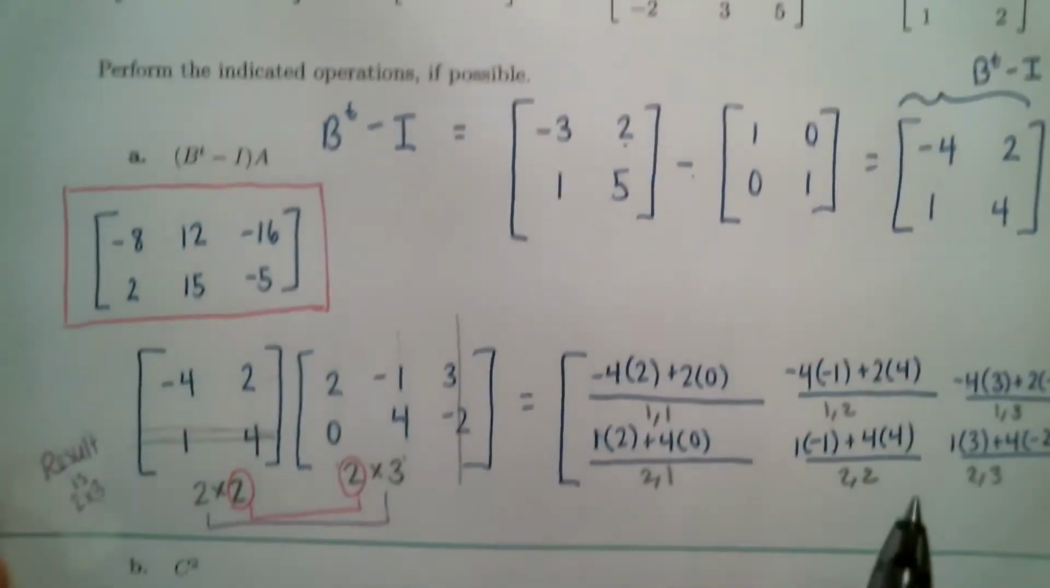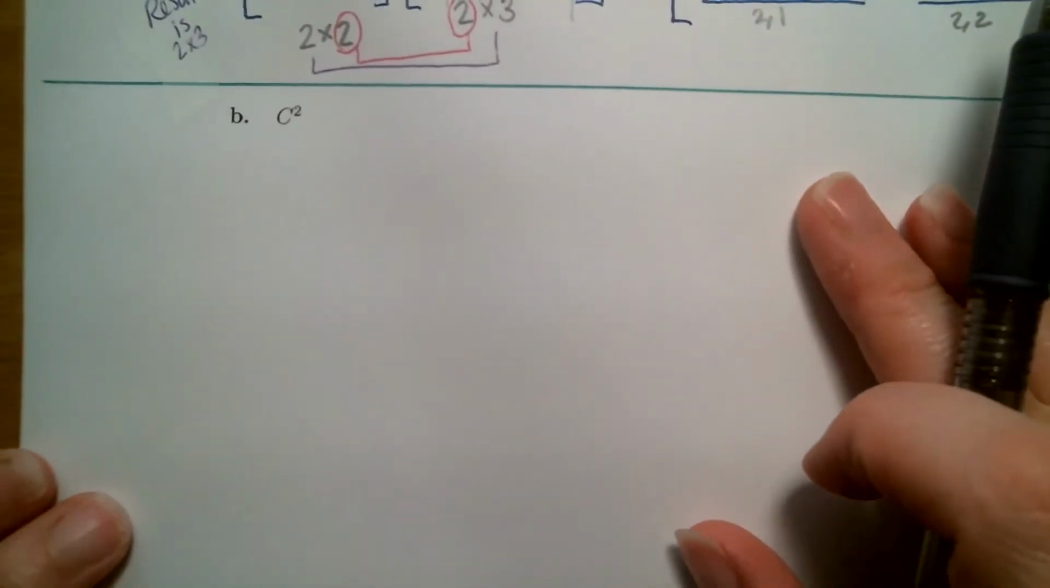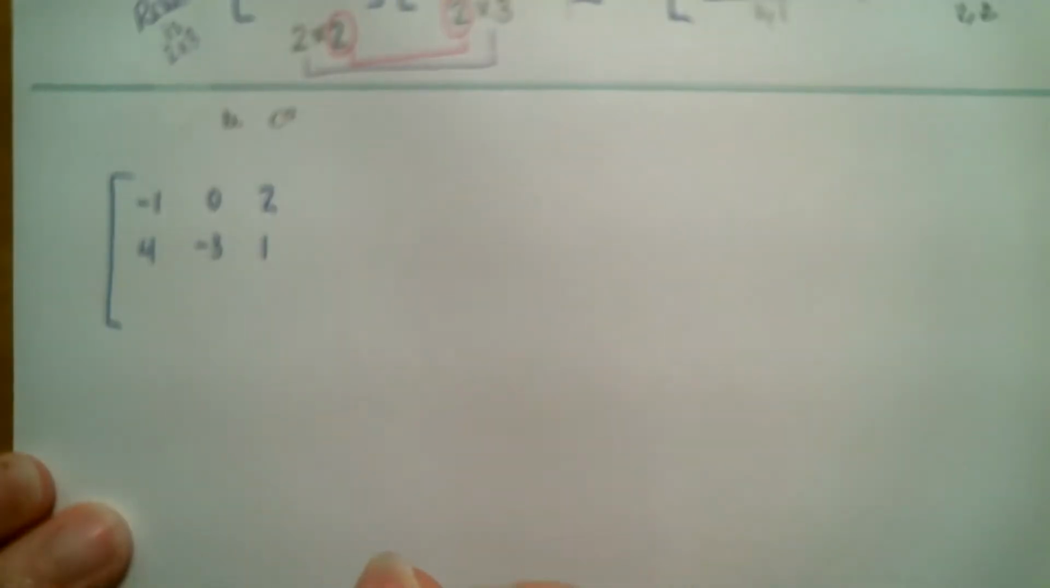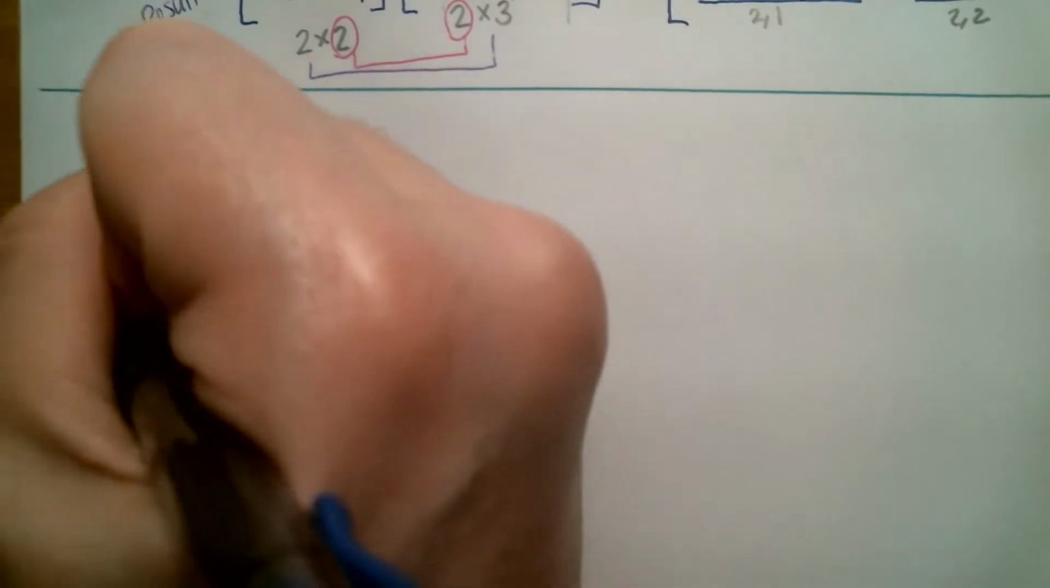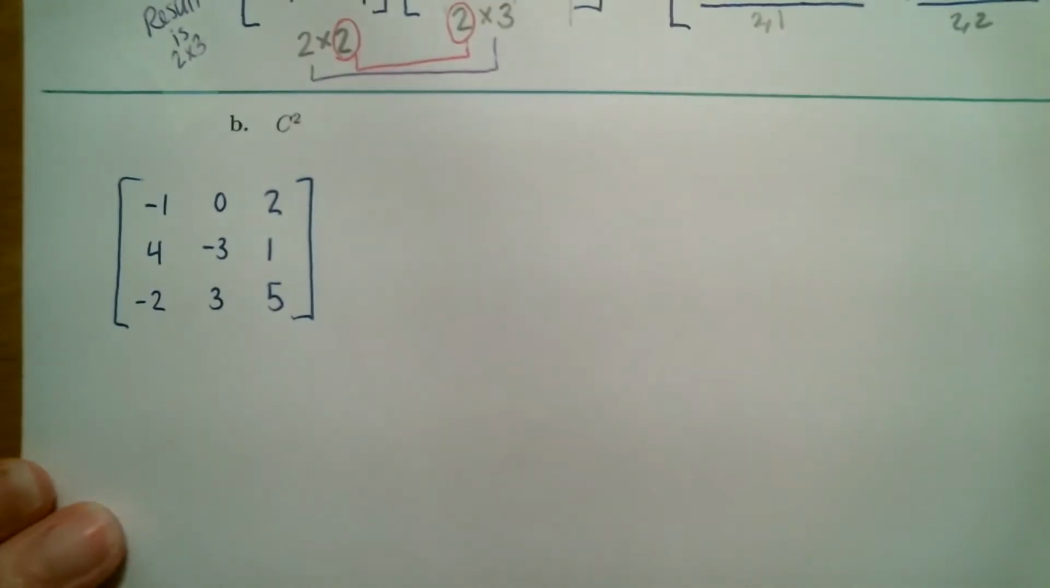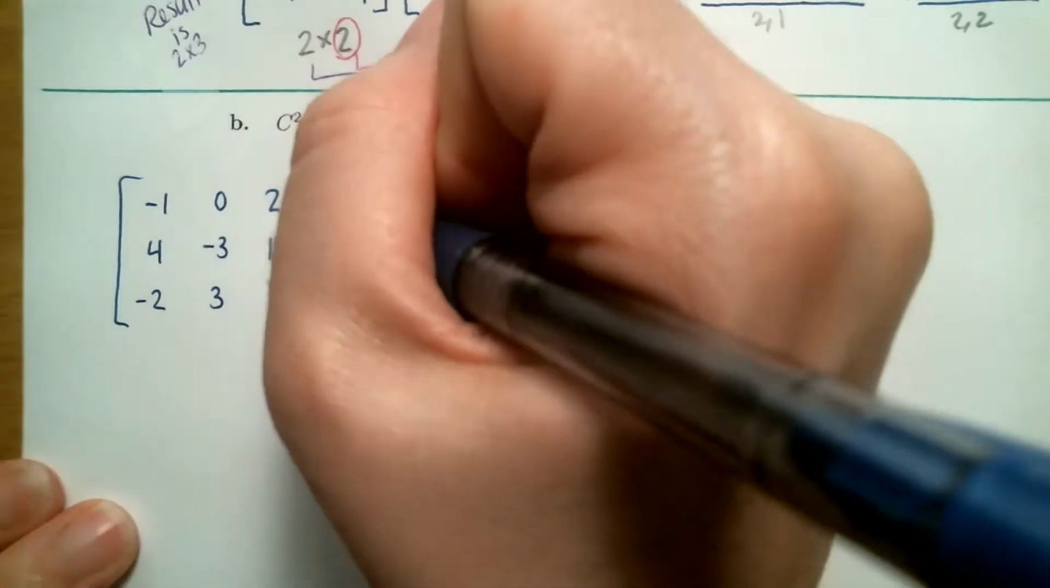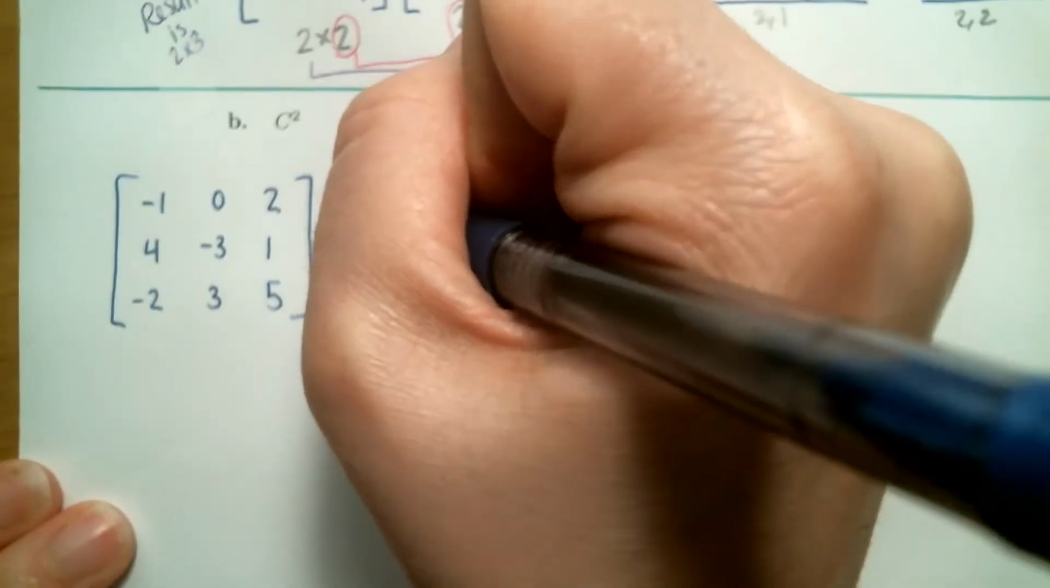I'm going to go ahead and write C down. Let's just copy it down. That's all I'm doing. So -1, 0, 2, 4, -3, 1, and then -2, 3, 5. So there's C, and you're going to multiply it by itself. I'm going to just write it down.